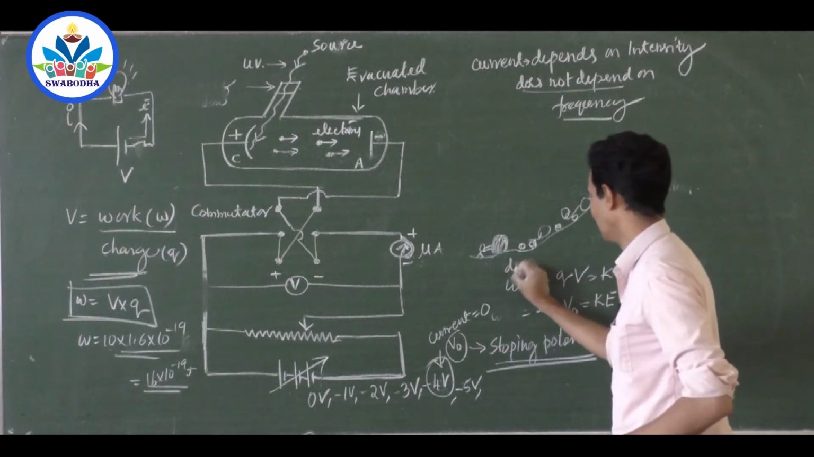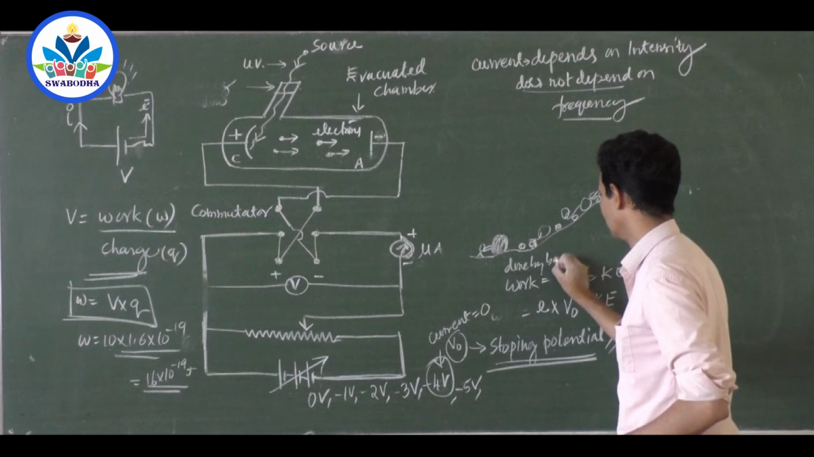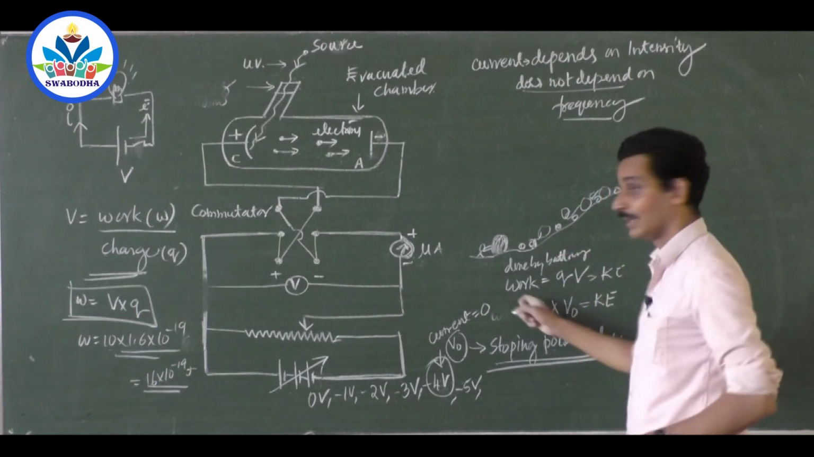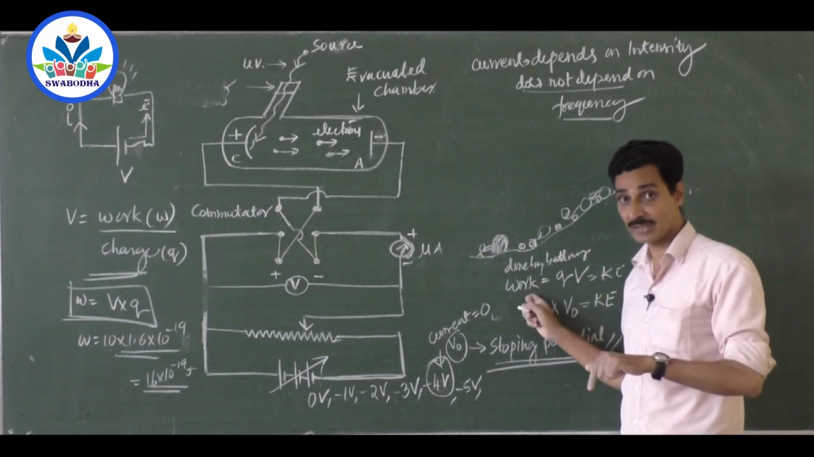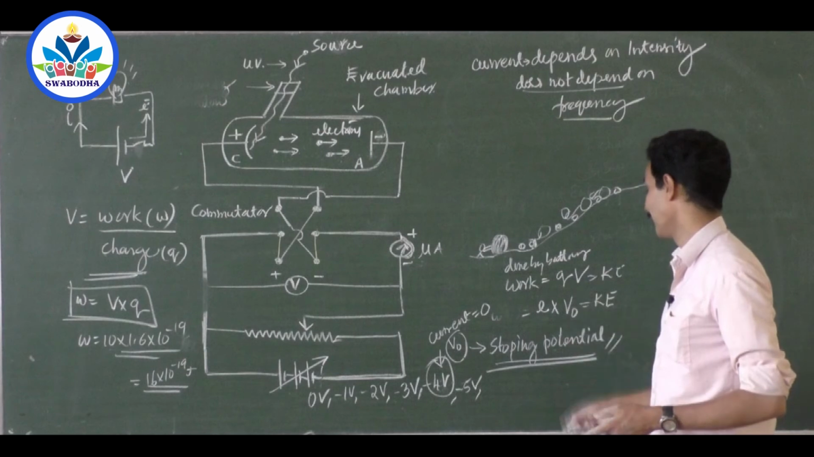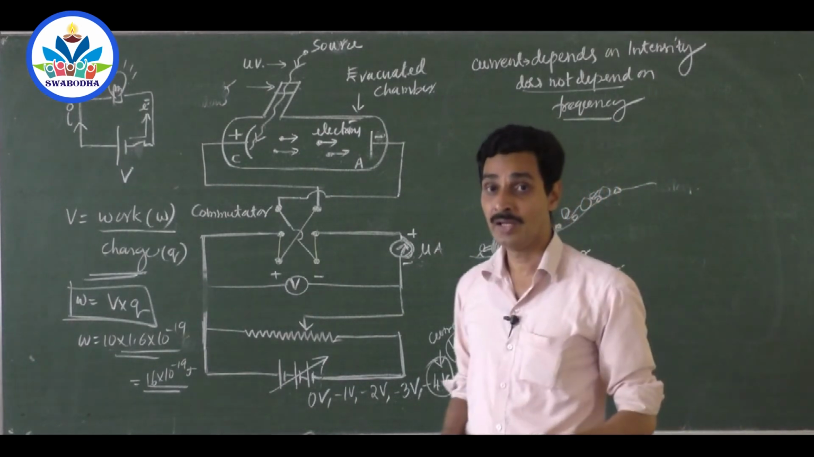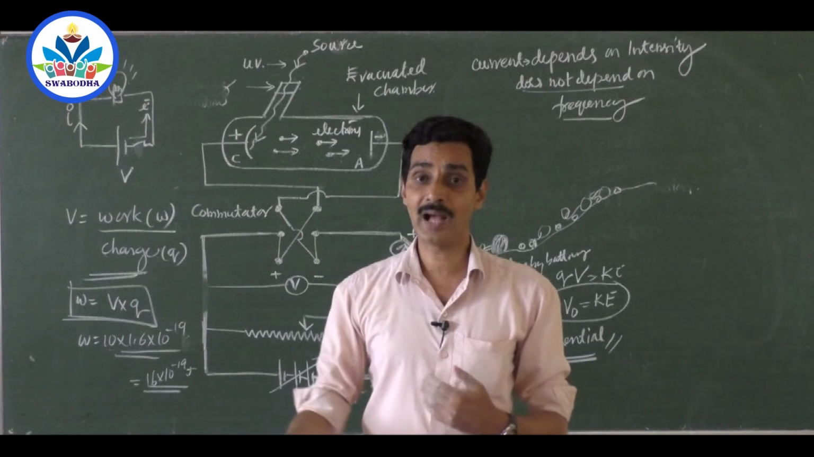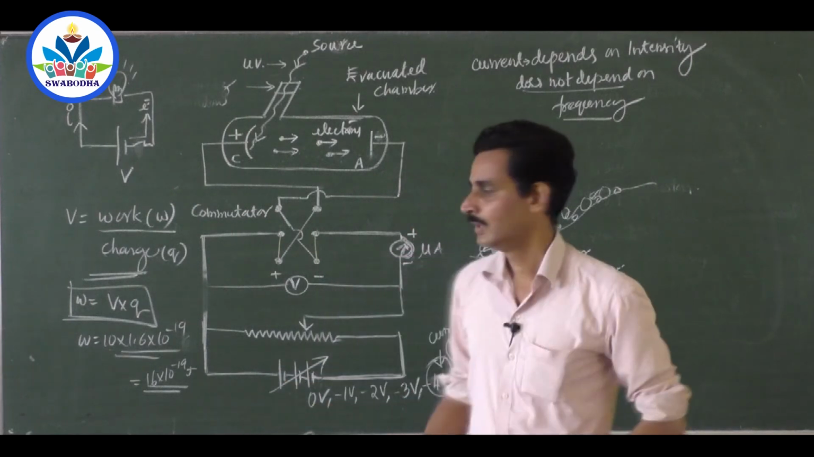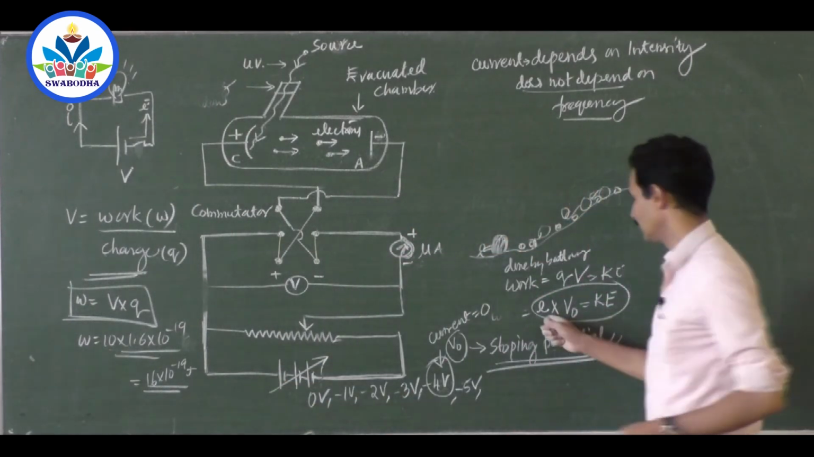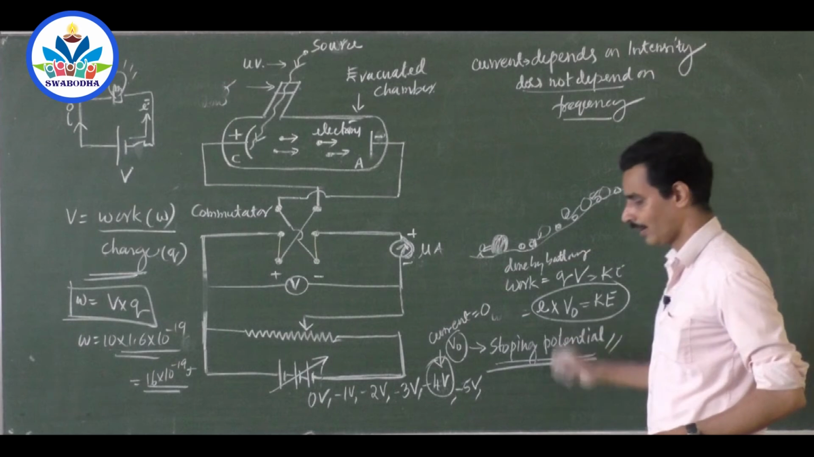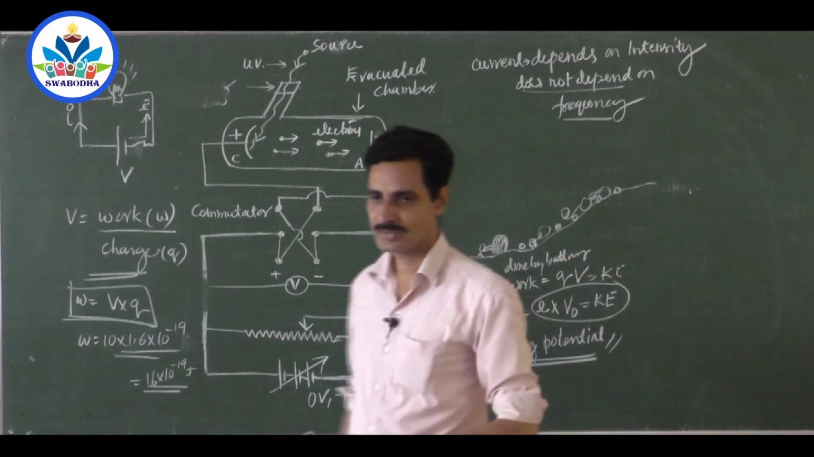Well, this is work done by the battery, it is not work function, don't confuse. It is work done by the battery in stopping the electrons, so it should be the kinetic energy of the electrons. Work done by you in stopping a car is the kinetic energy of the car. So kinetic energy of photoelectrons is given by eV naught, where V naught is the stopping potential.